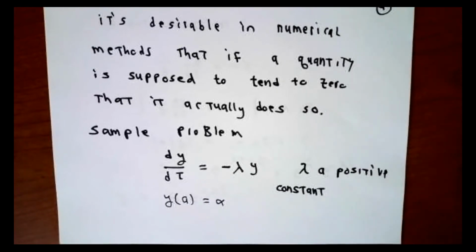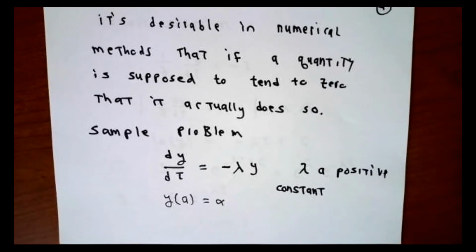It almost goes without saying that a numerical method, if it's any good, should reproduce that behavior. If your solution consists of two terms, one of which tends to 0, then applying the numerical method to that problem should tend to 0 as t increases.